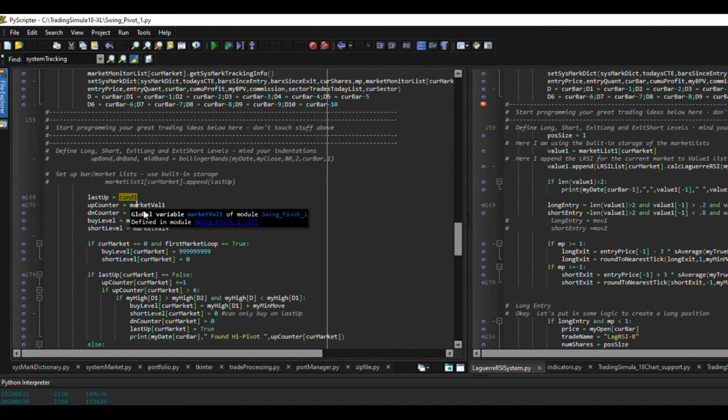These are all built-in variables that you don't have to worry about. And I like to assign real names to them so I can tell what I'm actually doing. I could have just used market val 1, market val 2, market val 3, market val 4, but I like assigning a name to the variables so they make sense. We know what up counter is, we know what down counter is, we know what buy level is, and we know what short level is by just looking at the names of the variables.